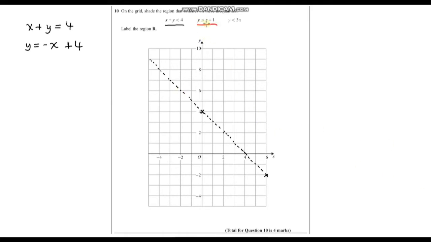So y is greater than x minus 1. And again, if we just treat it like a normal line, it's going to be y equals x minus 1. And now let's draw this line in. So the gradient is 1 and the y-intercept is negative 1. So it goes through the y-axis here and it has a gradient of 1. So for every 1 we go along, we go up 1, along 1, up 1, along 1, up 1, along 1, up 1, along 1, up 1, along 1, up 1.